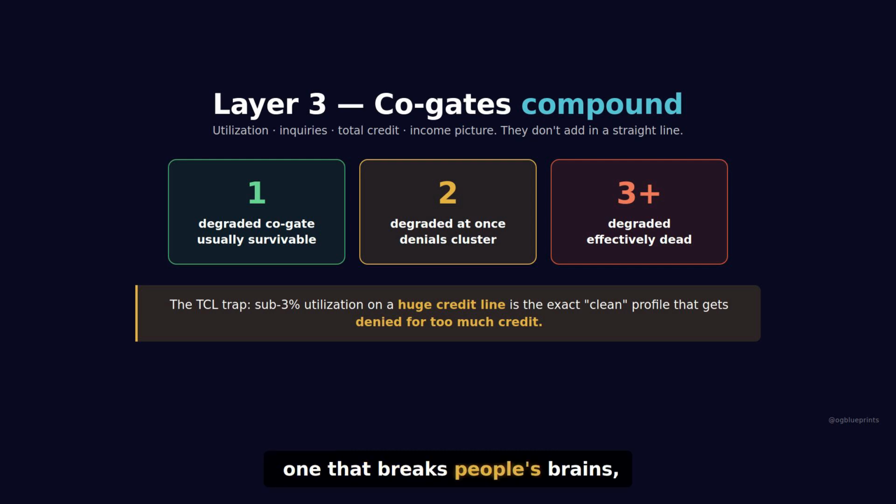Let me give you the one that breaks people's brains. Total credit limit. Most people think a big pile of available credit is pure proof of trustworthiness, and at a lot of issuers it is. But there's a cluster of lenders, some credit unions especially, that read high total available credit as latent risk. The thinking is you could go max all of it out.